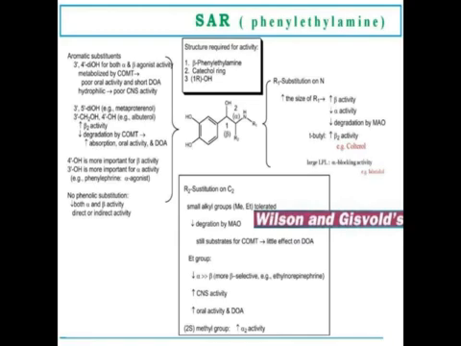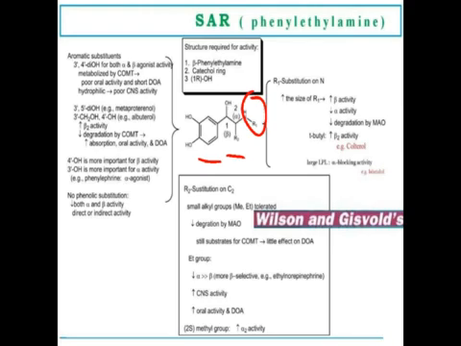SAR part for the phenylethylamine. So this is the structure of phenylethylamine. This is the phenyl ring, this is the ethyl, and this is the amine. So that is the basic ring which is present in some of the adrenergic agents, that is the phenylethylamine. Okay, so we will just go briefly through what we have seen in the last lecture.